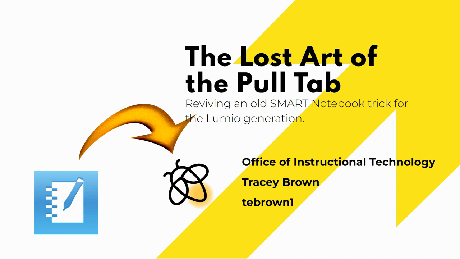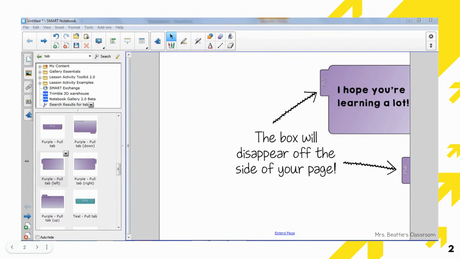My name is Tracy Brown, and this month we're going to talk about the lost art of the pull tab. We're going to revive an old Smart Notebook favorite trick from our teachers for our new Smart Lumio generation. So, first off, what exactly is a pull tab? Well, a pull tab is just a trick that teachers use to hide information off the side of the screen.